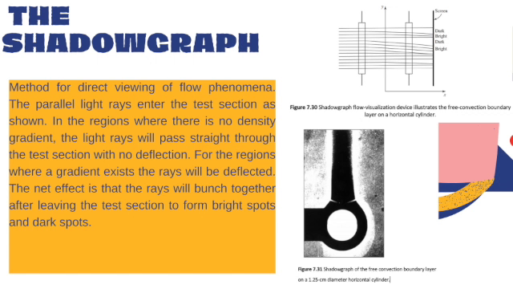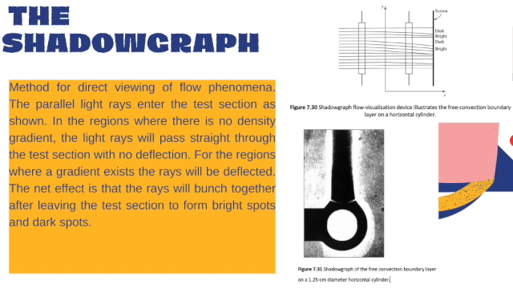The shadowgraph technique. This is a method for direct viewing of flow phenomena. In the flow field shown in figure 7.30, you can see a density gradient in the y direction. The parallel light rays enter the test section as shown. In the regions where there is no density gradient, the light rays will pass straight through the test section with no deflection. For the regions where a gradient exists, the rays will be deflected. The effect of this is that the rays will bunch together after leaving the test section to form bright spots or dark spots. The illumination will depend on the relative deflection of the light rays.